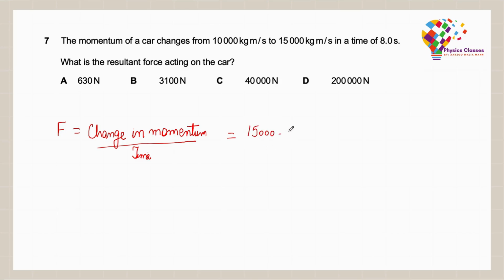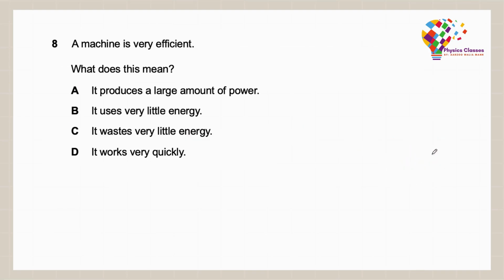So the change in momentum here would be the final momentum minus the initial momentum, which is 15,000 minus 10,000, and the time in which this takes place is 8. So the calculation is pretty straightforward. It is 5,000 divided by 8. When you calculate this, it comes out to be 625 newtons, which is approximately 630 newtons if you round it off. Hence, option A is the correct answer.